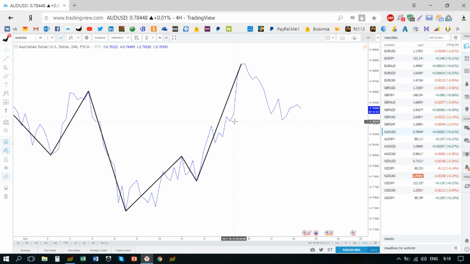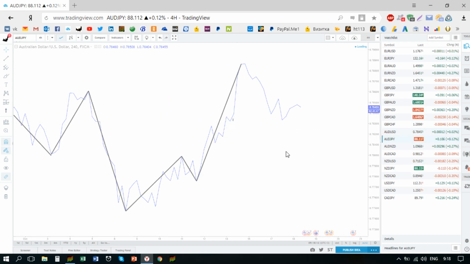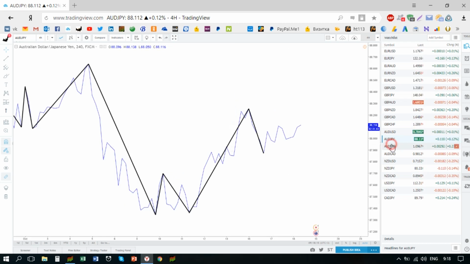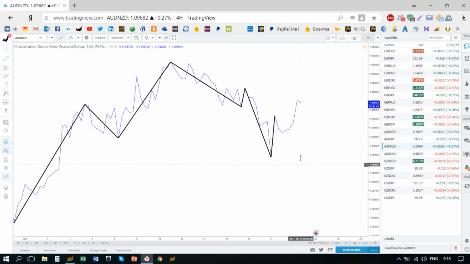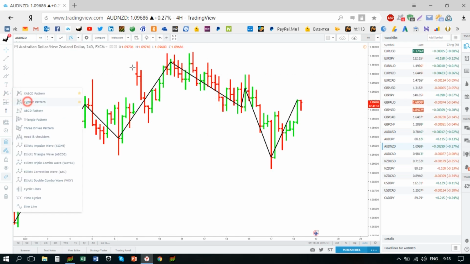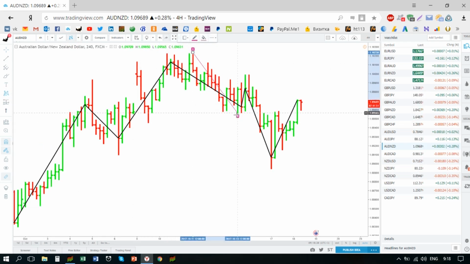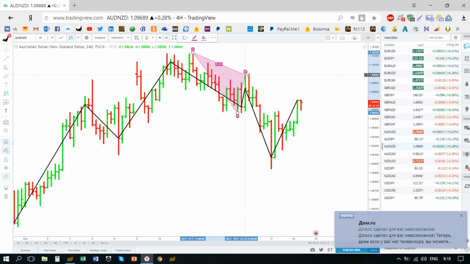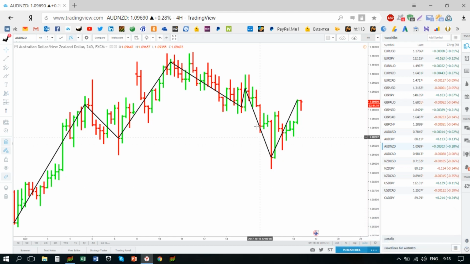Okay, did we break this most recent high or low? No. Aussie yen? Nothing. Aussie New Zealand moves here. Potential cipher pattern. Let me have a look. Let's draw that. You see, X to A to B. It is valid. To C, the lowest close should not exceed 1.414. So it's not that. It's not the cipher.